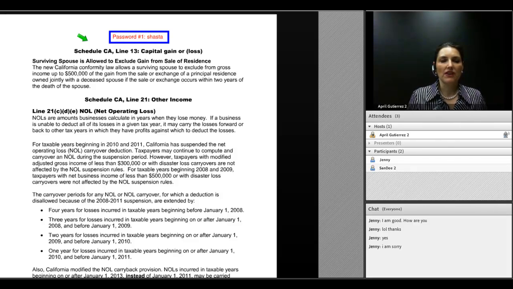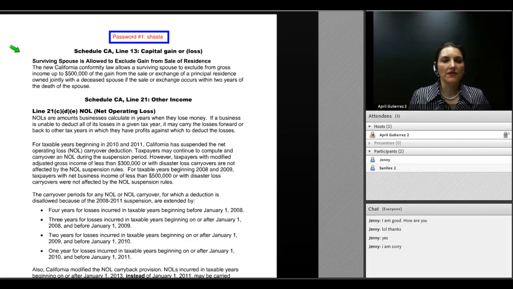And the first password of our class today is Shasta. Please jot this password down. It is spelled S-H-A-S-T-A, and then use this password when you take the password test at the completion of today's class.